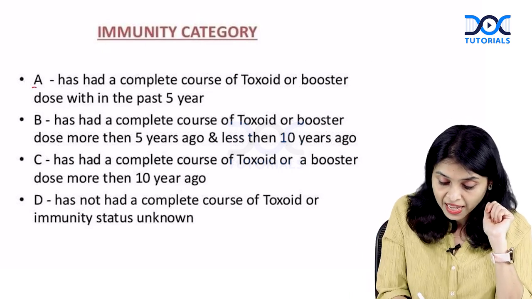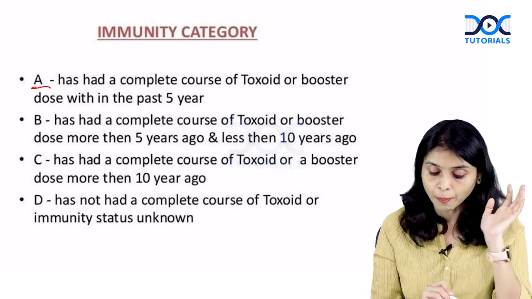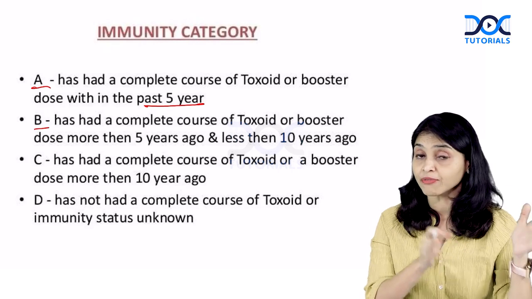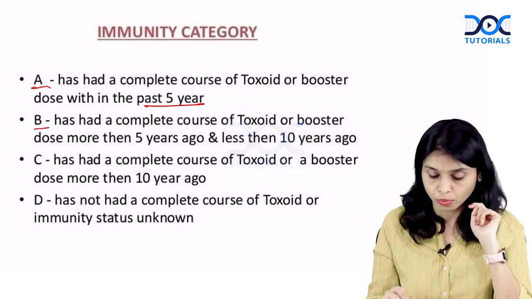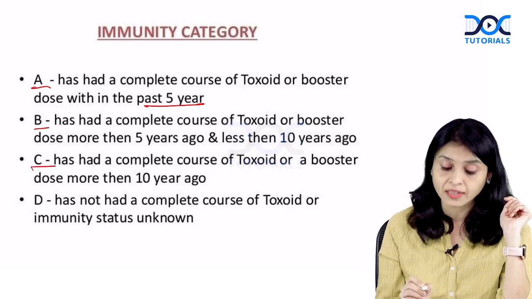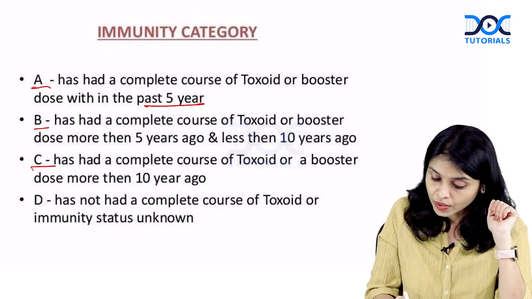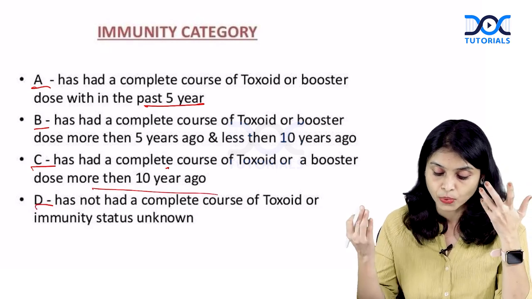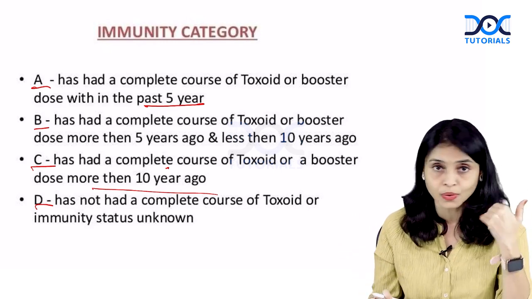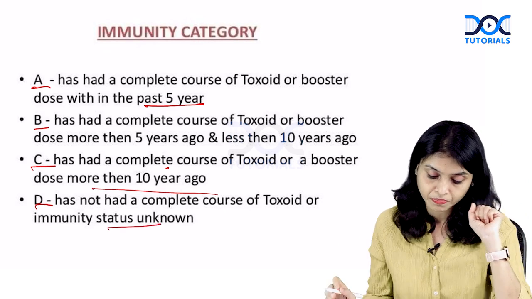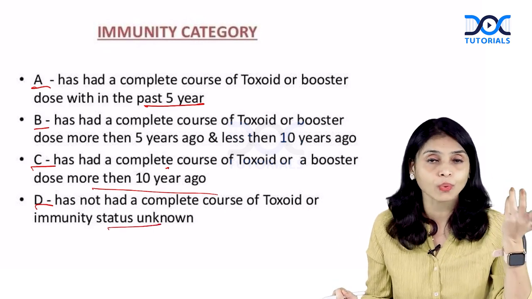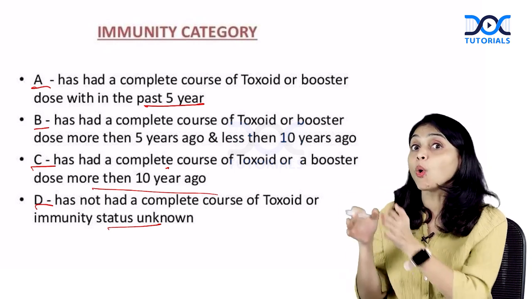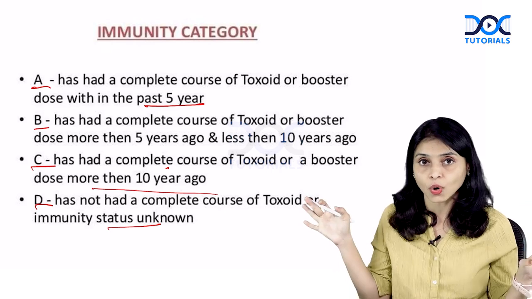A, B, C, D. Category A means he has taken complete dose of TT or a booster within the past 5 years. That means less than 5 years. 5 to 10 is B. That means within 5 to 10 years, he has taken complete dose or one booster. Then C is more than 10 years. He has taken complete dose of TT or a booster in more than 10 years. And then D is, we don't know about his TT, his immune status. It is unknown. That means he has either not taken or we don't know his immune status. Okay. So, less than 5 is A, 5 to 10 is B, more than 10 is C and nothing known is D.